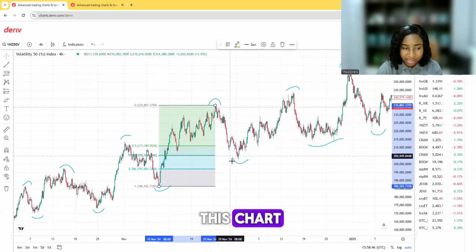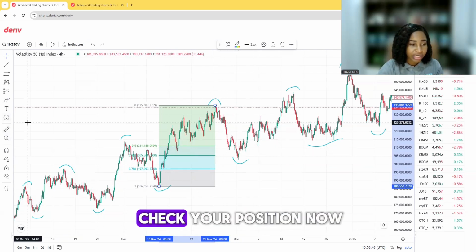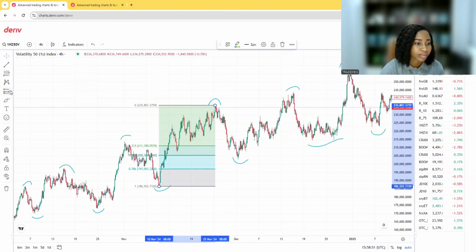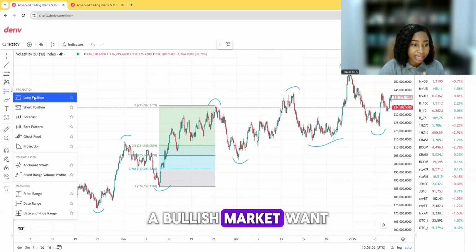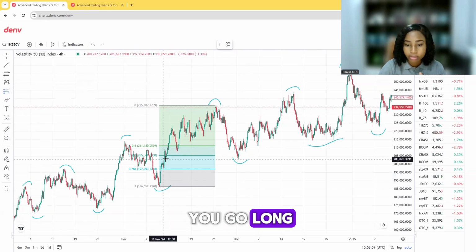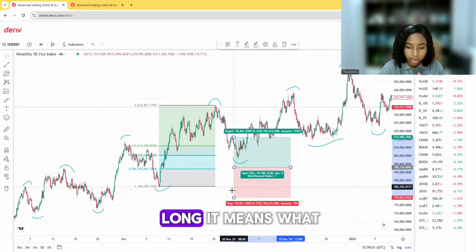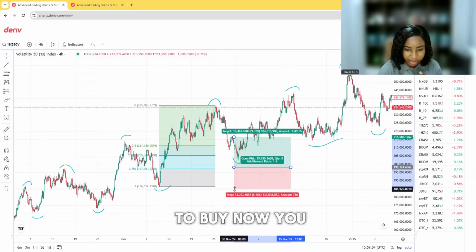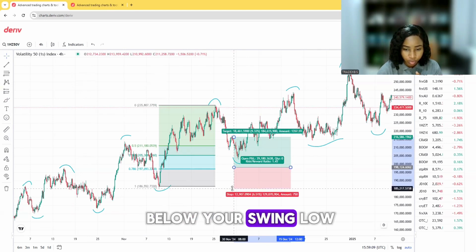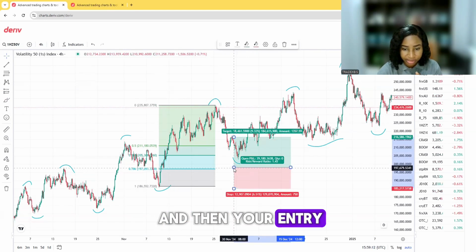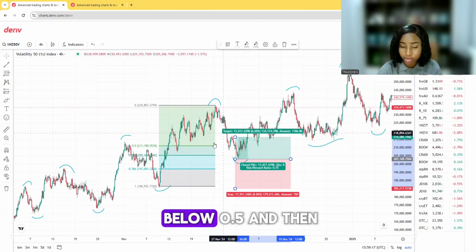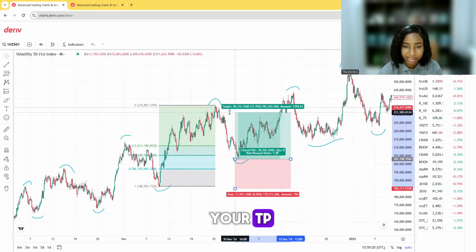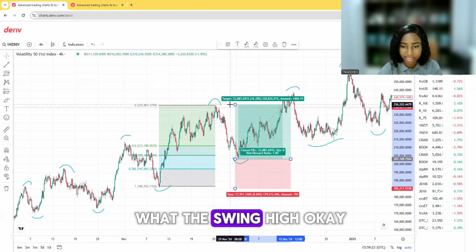So you can see this chart now. The next thing you want to do is check your position. Now this is your position. For a buy, a bullish market, a buying opportunity, you go long. When you go long, it means you want to buy. Now you place your SL at the swing low, just a little bit below your swing low, and then your entry. This is the entry for this chart. Don't forget it's anywhere below 0.5, and then your TP, you place it at the swing high.